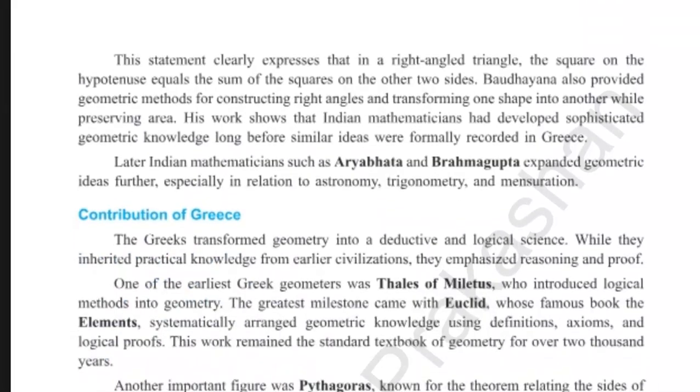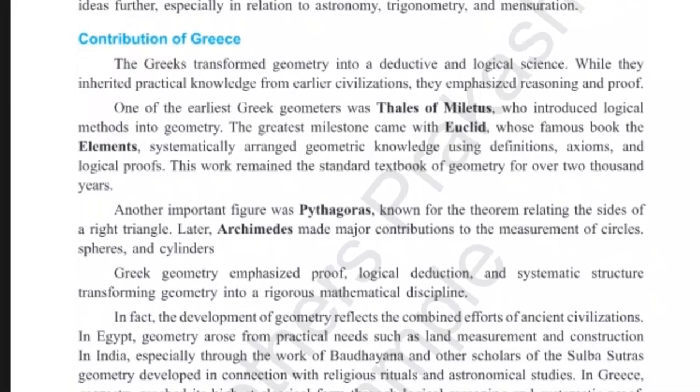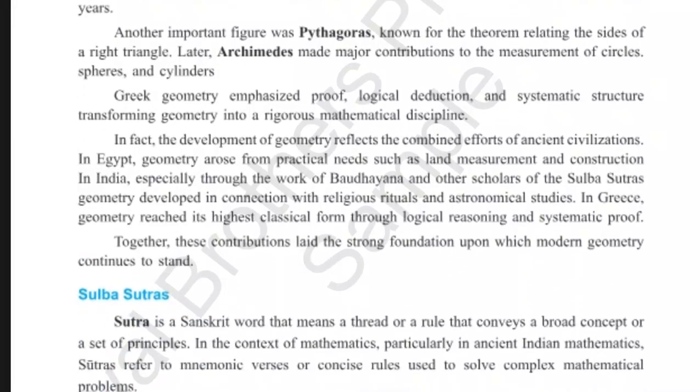Indian mathematicians such as Aryabhatta and Brahmagupta explained more about geometry, trigonometry and mensuration. Then in Greece, Thales and Euclid. Then Pythagoras, who is known for the theorem relating the sides of a right triangle. Archimedes.